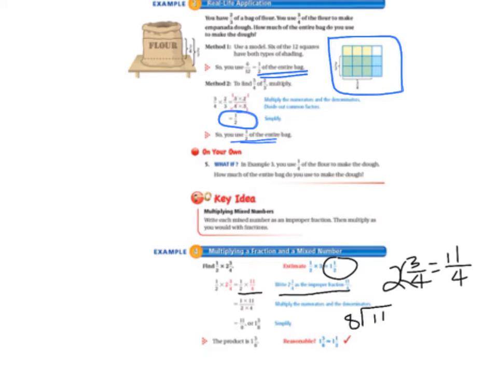8 goes into 11 one time. 11 minus 8 is 3. So we end up with 1 3/8. That's a little messy there, so you can read it over here in the answer, 1 3/8. So the product is 1 3/8. Is that reasonable? Is 1 3/8 close to 1 1/2? Yes, because 1 1/2 equals 1 4/8, so it's very close.